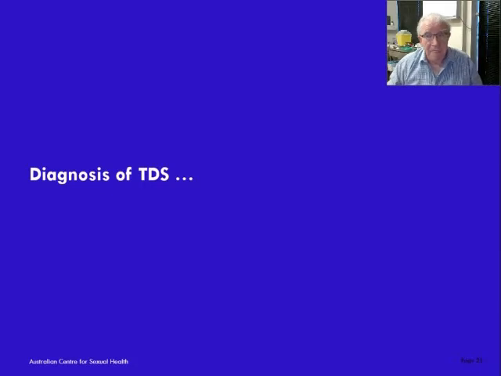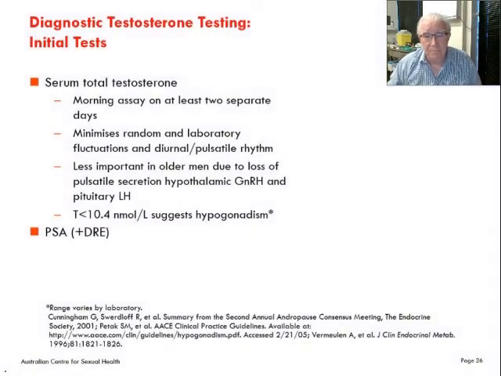Okay, so how do we diagnose testosterone deficiency? Well, to document that a patient has a low testosterone level, we must measure a morning total testosterone level. In older and in obese patients, it may be more helpful to do a free testosterone level as well, because SHBG levels are decreased in obesity and increased in older individuals.